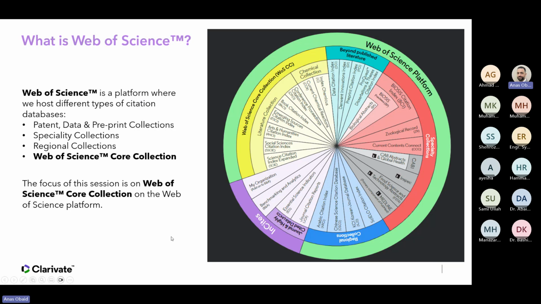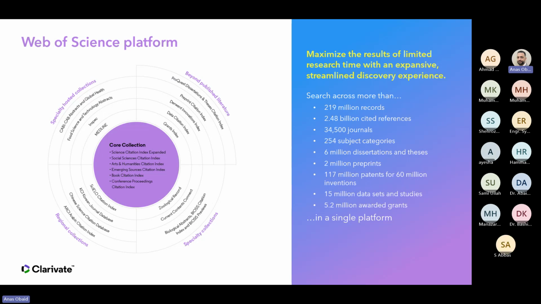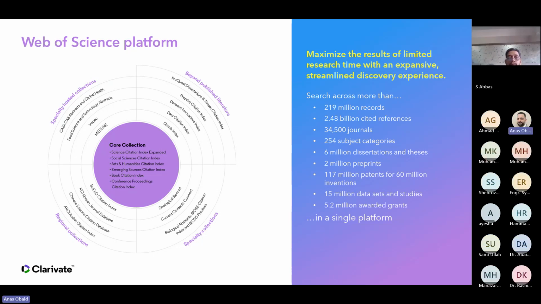In general, on this platform, you have access to thousands of journals, millions of dissertations and theses, millions of documents, and billions of cited references. You have access to a lot of things, all under the same platform. And at any time you would like to add more content or more collections, it is very easy because at the end it will be on the same platform.